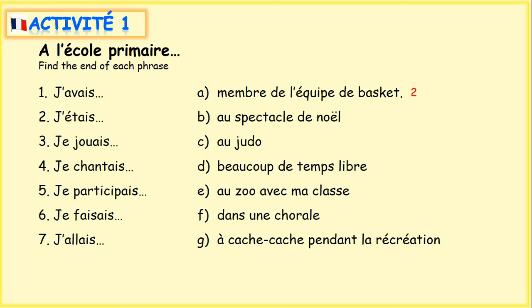Au spectacle de Noël. A spectacle is a show. In English, a spectacle is something that you watch, and a show in French is spectacle. So the answer to this one is je participais. I used to participate in the Christmas show. C, judo. Judo is a sport, but bearing in mind it's not a sport that involves a ball, therefore it's not going to be number 3, it's not going to be je jouais, but it's going to be number 6. Je faisais du judo.